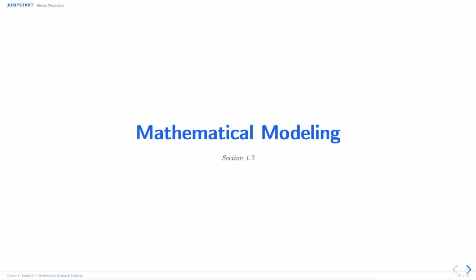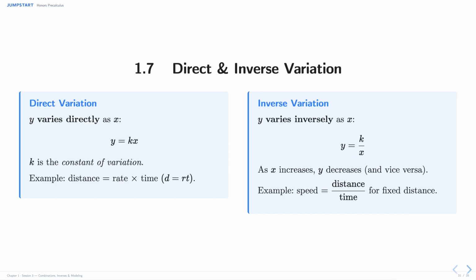Let's transition to mathematical modeling. Now we will apply our function toolkit to build algebraic models that represent real-world situations. In Section 1.7, we will discuss direct and inverse variation. Direct variation occurs when y varies directly as x, which can be expressed as y = kx, where k is the constant of variation. An example of this is the relationship between distance, rate, and time. Inverse variation occurs when y varies inversely as x, expressed as y = k/x. In this case, as x increases, y decreases, and vice versa. An example is the relationship between speed, distance, and time.